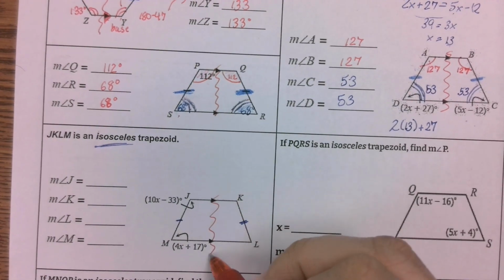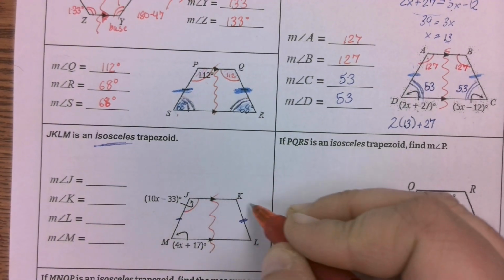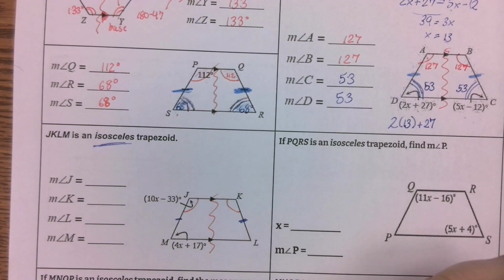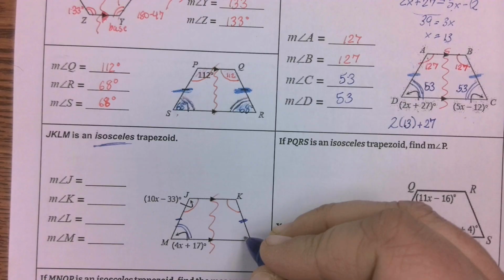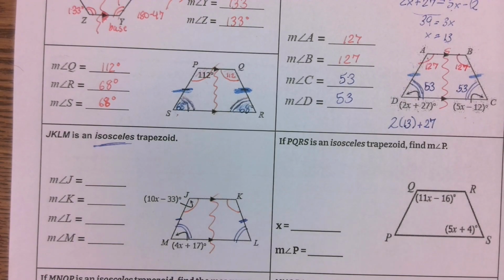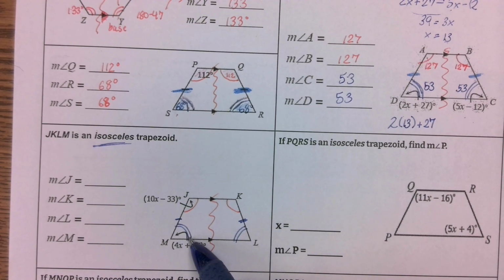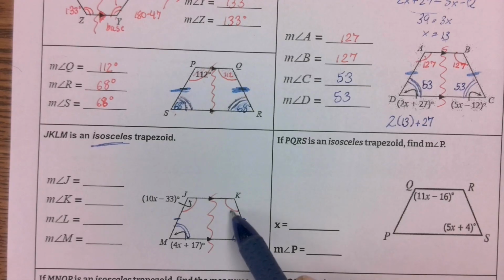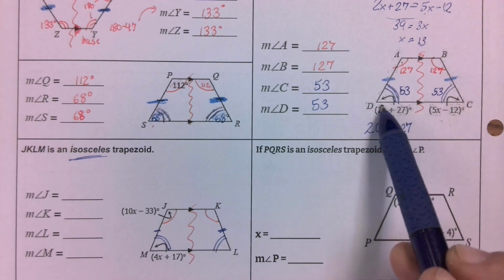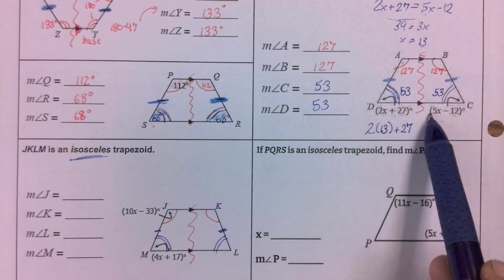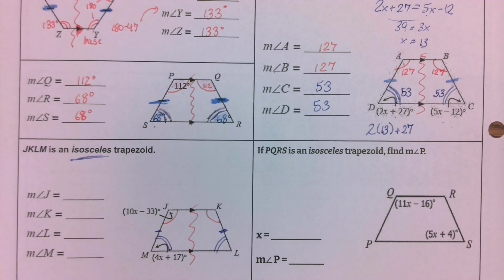I usually draw a line through my base, and I'm going to mark this angle as being equal to this angle, and this angle as being equal to this angle. I also know that one blue angle and one red angle are always equal to 180. If last time we had two blue angles, two of the same color are equal to each other.